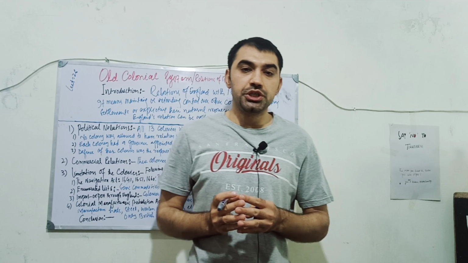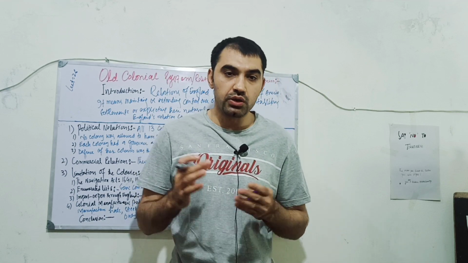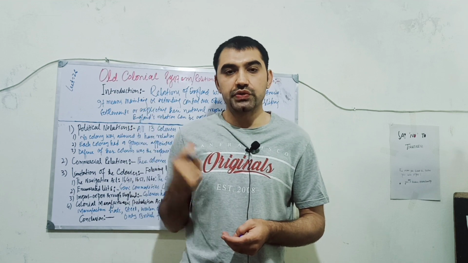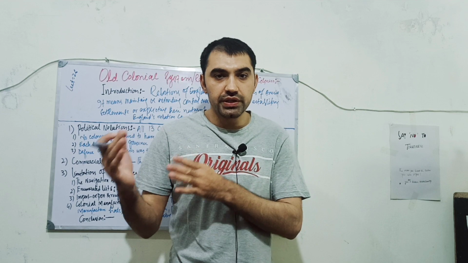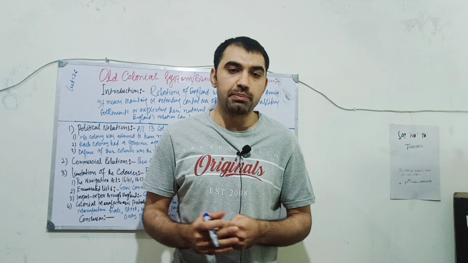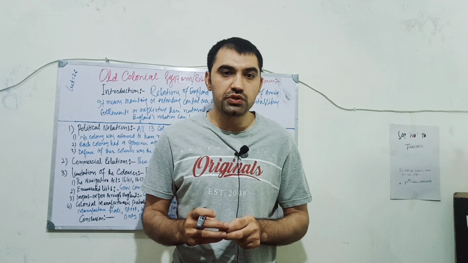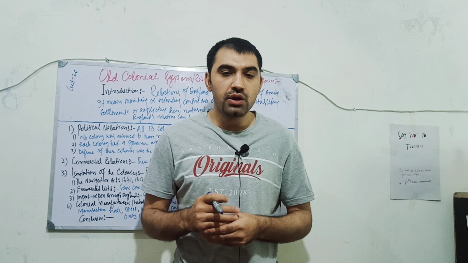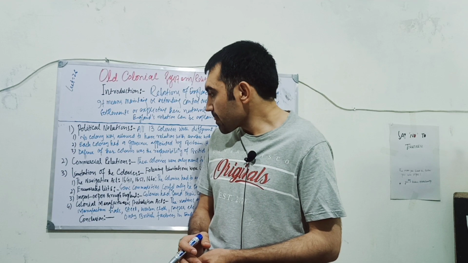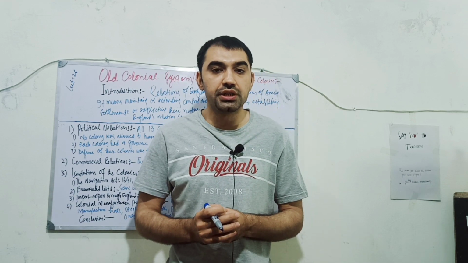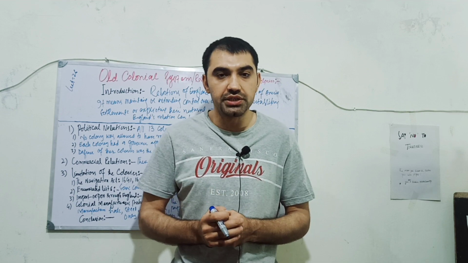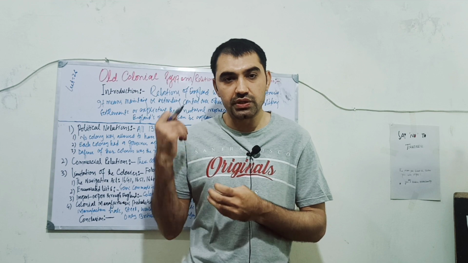In the previous lecture, we talked about those 13 colonies of America by the English. In today's lecture, we will talk about the relation between those 13 colonies and the colonizers, the British. What kind of relation did they have, what was their political relation, what was their commercial relation, and what were the limitations imposed on those 13 colonies of America? So let's come to the topic.